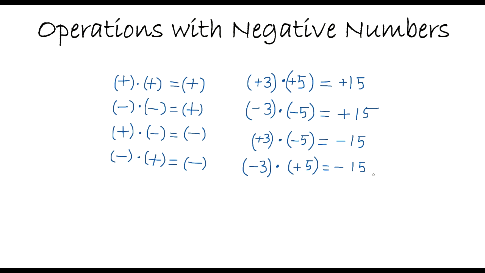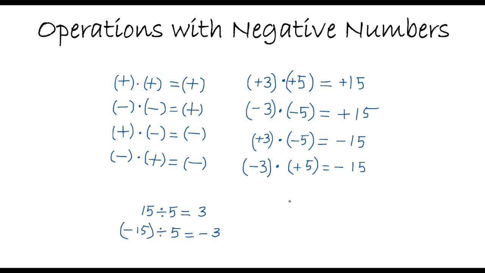Same thing will happen when you divide. Suppose you are dividing 15 with 5. So both are positive, you get the positive answer 3. Now you have negative 15 divide by positive 5. You get a negative answer, negative 3, because the signs are different here.